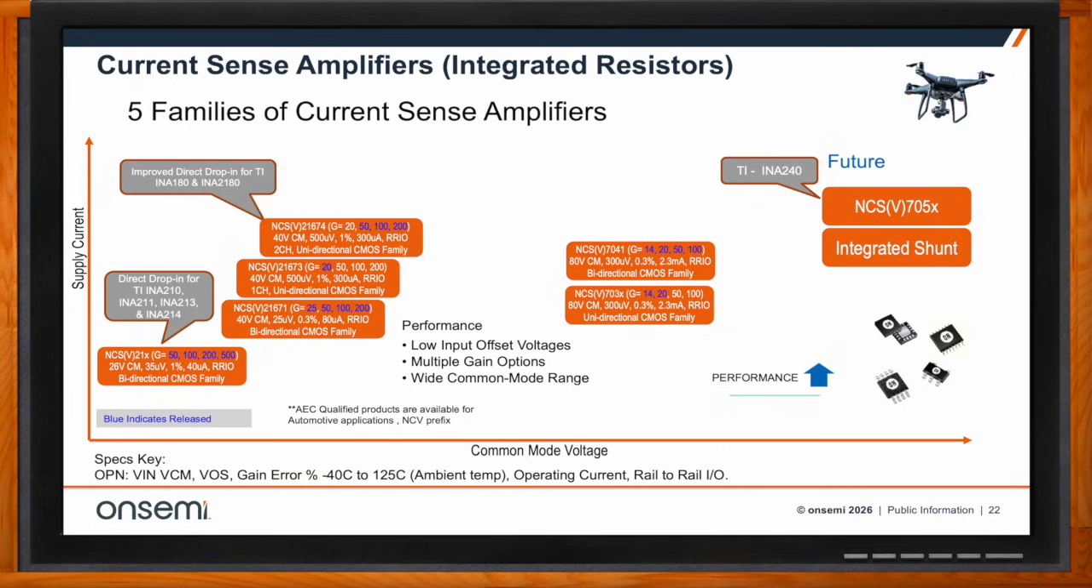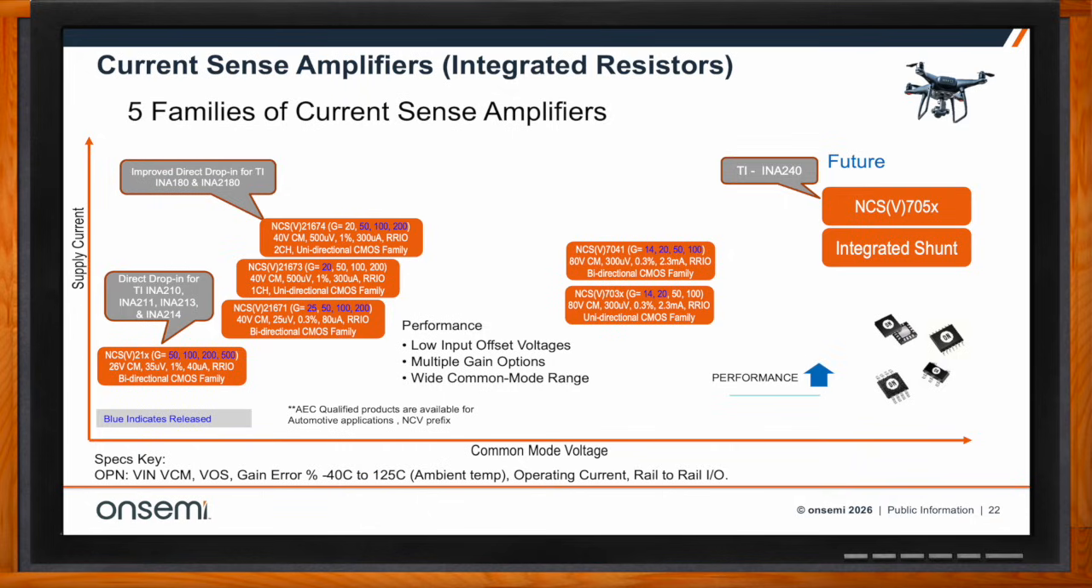Moving left to right, these different groups, we have common mode of 26 volt. Then moving to the right, we have 3 devices that have a 40 volt common mode. And then moving to the right, we have 2 devices with 80 volt common mode with excellent accuracy or gain error from minus 40 degrees C to 125 degrees C. Very, very excellent accuracy products. Some, 0.3% to name a couple, and very low voltage offsets as well in the tens of microvolts.